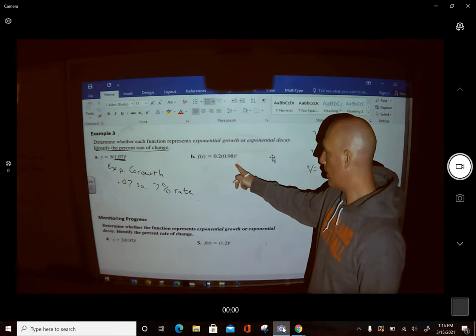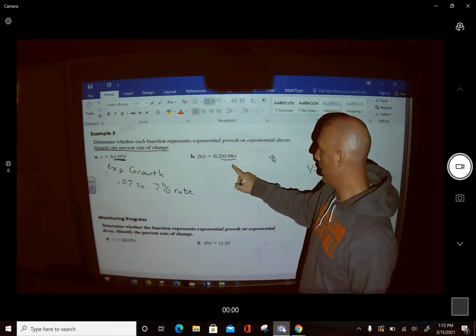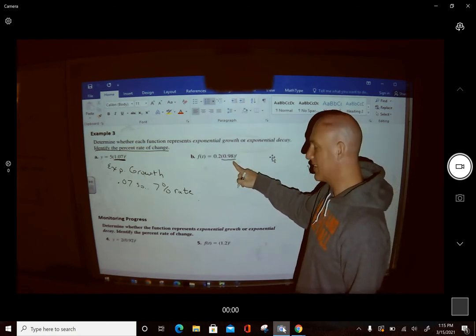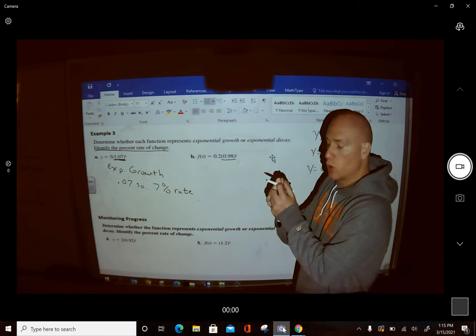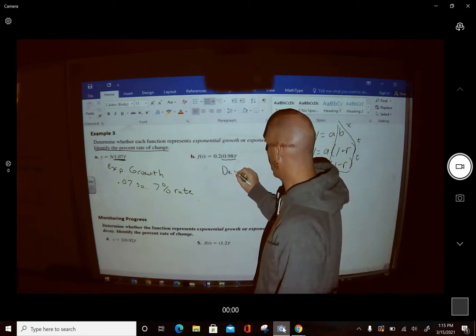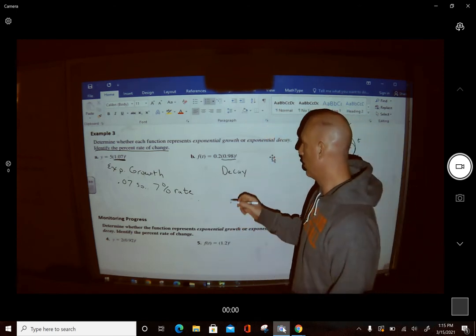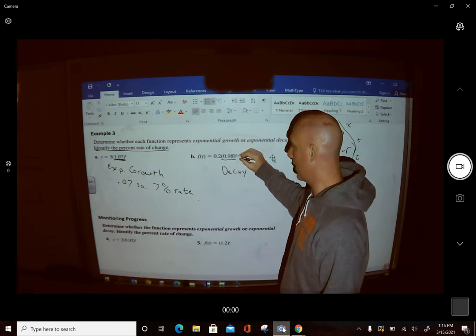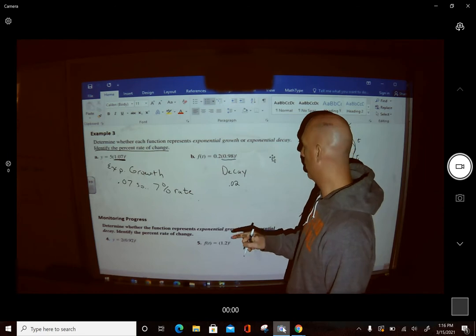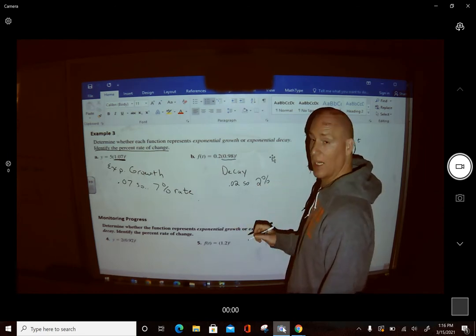Now, decay rate. I look right here. Here's my multiplier. Again, I don't care what A is, I care what B is, the multiplier. This is less than 1. That means I'm shrinking. So, is it growth or decay? It's going to be exponential decay, but how much am I decaying? Well, I'm 2% less than 100, or 0.02 less than 1. So, my decay rate is 2%.